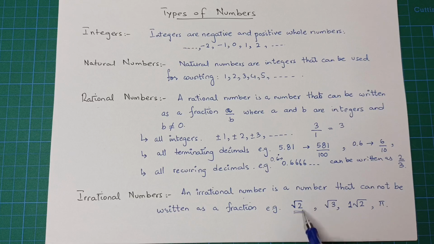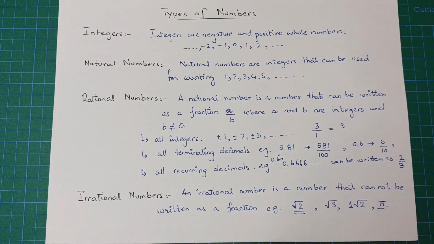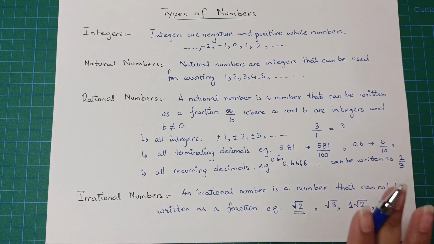Now root 3 is the same: 3 is not the square of any number, so it cannot come out of the square root just like that. So it cannot be expressed as a decimal or as a fraction. Similarly, 1 plus root 2, same case, and pi. It's a decimal that doesn't stop at any point, but it's not a recurring decimal. It comes with different values of decimals. You have to round it off at some point.